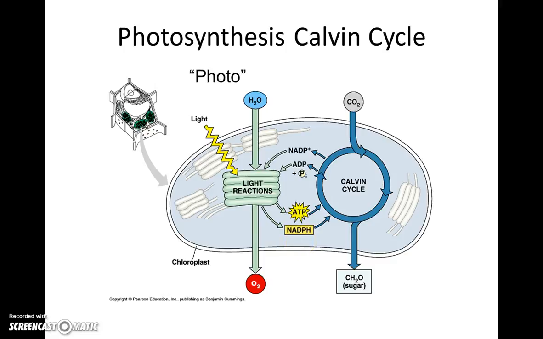Also, a good way to remember photosynthesis and the 2 types of reactions: photo is the light reaction. It requires the solar energy. And synthesis is the synthesis part. That's where we're actually going to synthesize the sugar. So you can remember the 2 cycles just by breaking down the word photosynthesis.